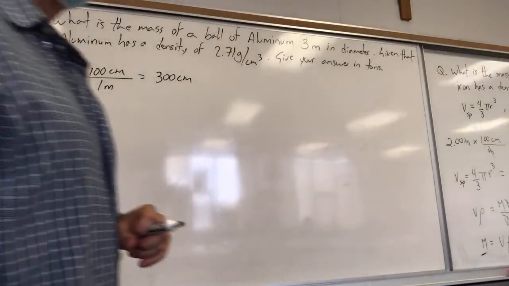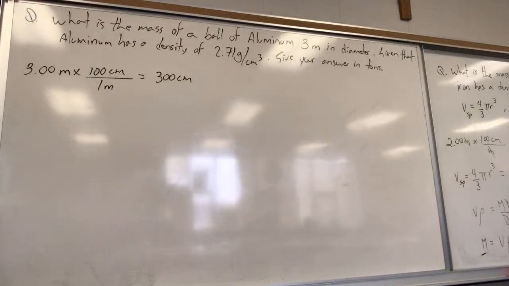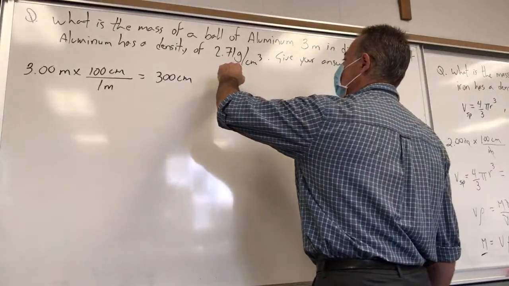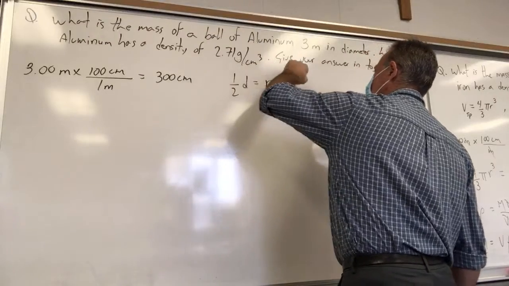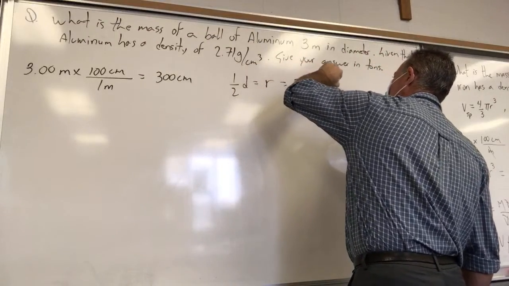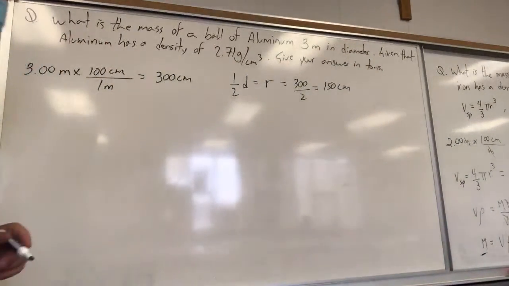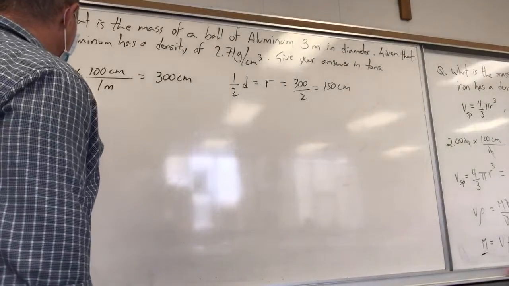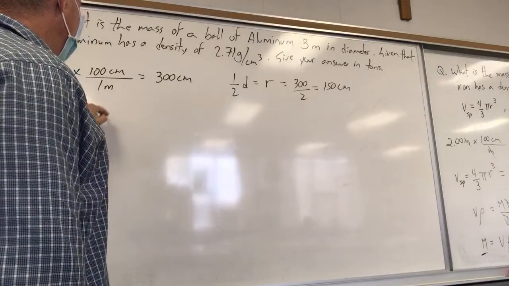If the diameter of a ball is 300 centimeters, what's the next step? Find the radius, because you're going to use it in the formula. So what's the radius if the diameter is 300? 150 centimeters, because 1/2 the diameter equals the radius. In which case, 300 over 2 gives you 150 centimeters. Okay, so you found your radius now in centimeters. The next thing is we're going to find the volume of the sphere. It's 4 over 3 pi r cubed.